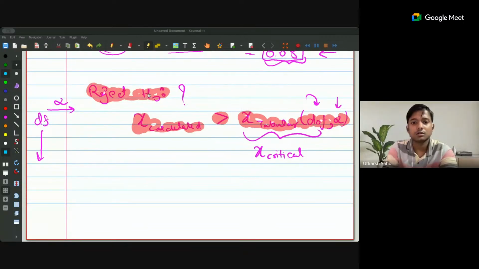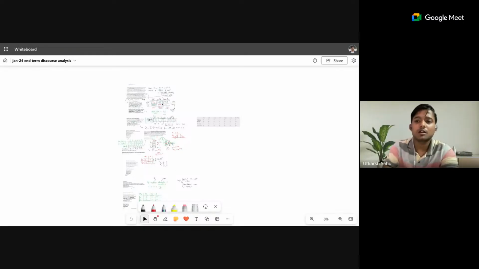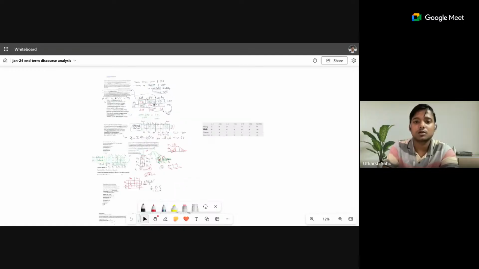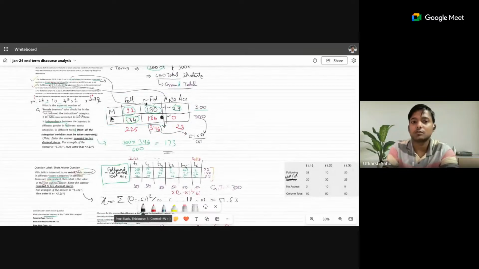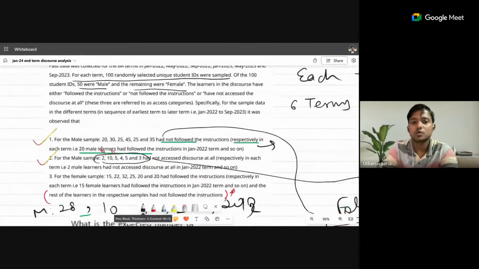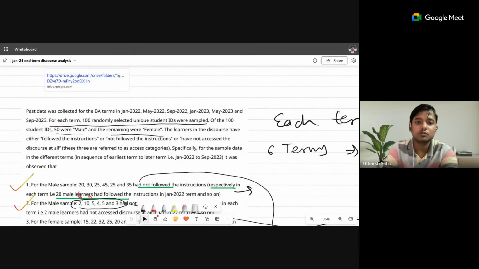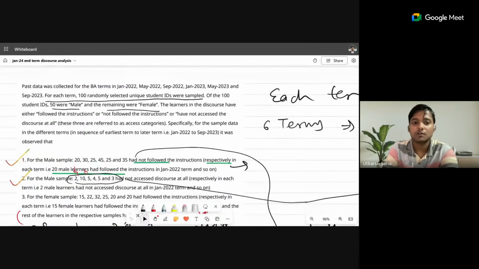So this is one question with respect to discourse analysis. They asked it two times, once in January 2024, and then back again in January 2025. Both times they have asked, they have just changed the values. So you should know how to read this. Maybe they changed the data set or whatever, but I'm referring to the January 2024 one.